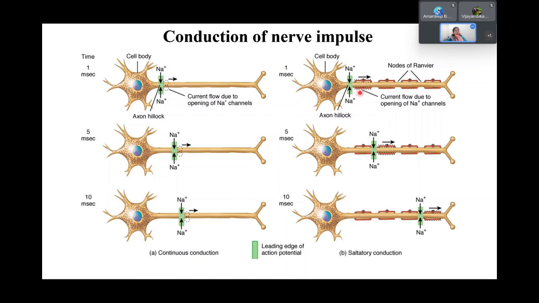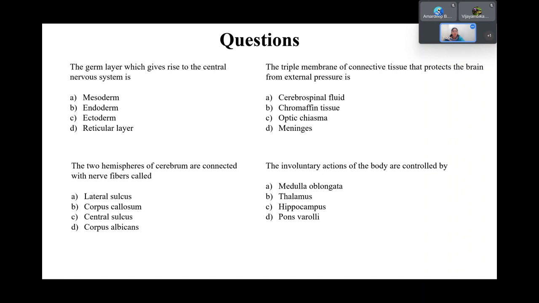So now we'll go over some questions from the previous year's assignments and try to solve them. This should have all the information that we have just discussed, but even if you have some difficulty, let me know. So the first question is: the germ layer which gives rise to the central nervous system. We have discussed this, which layer gives rise to the different organs of the central nervous system. Next is the triple membrane of connective tissue that protects the brain from external pressure. What are the layers or the outer coverings of the brain called?